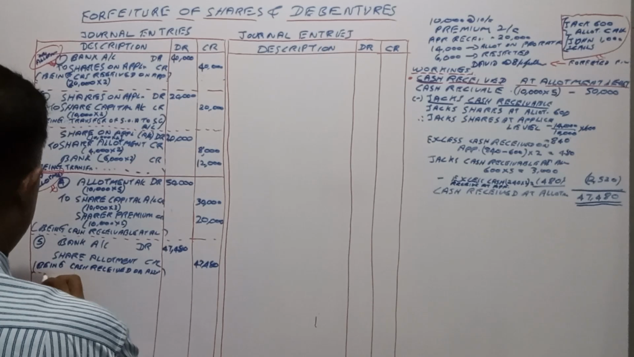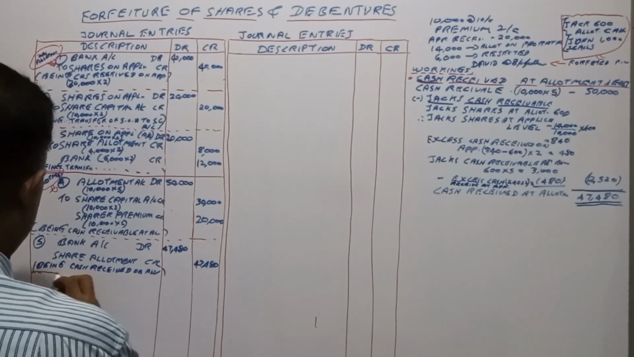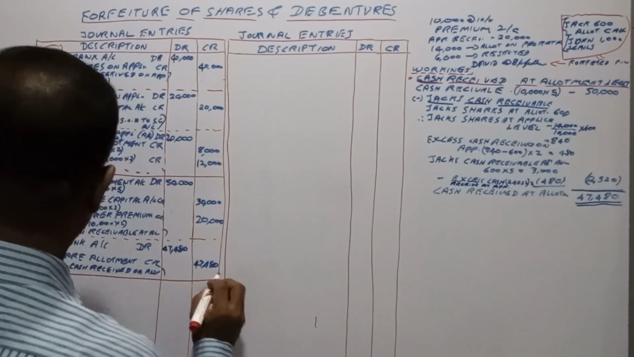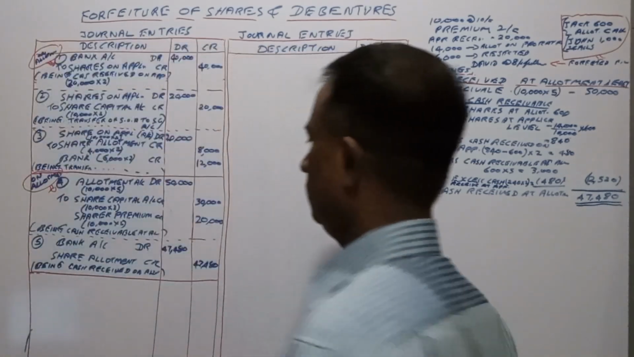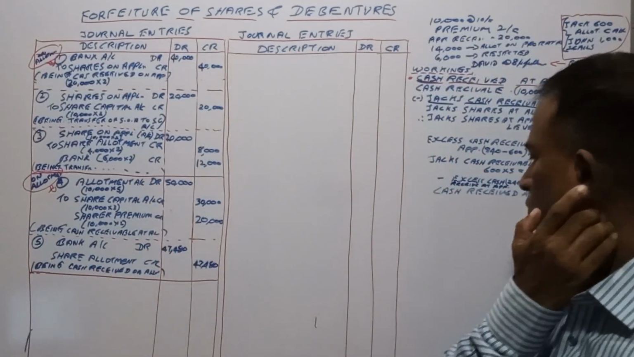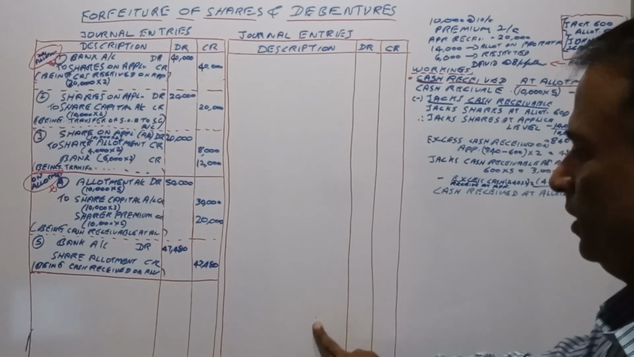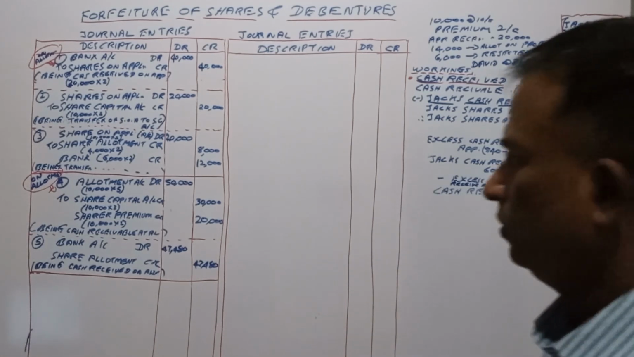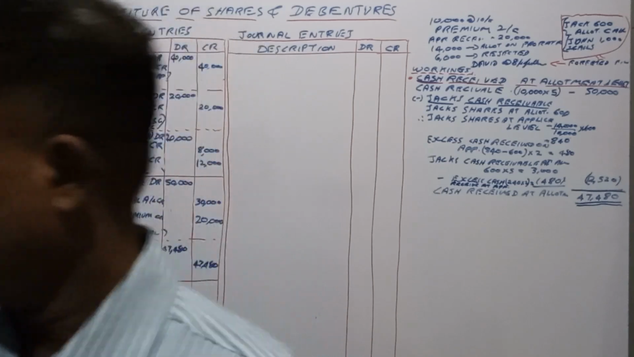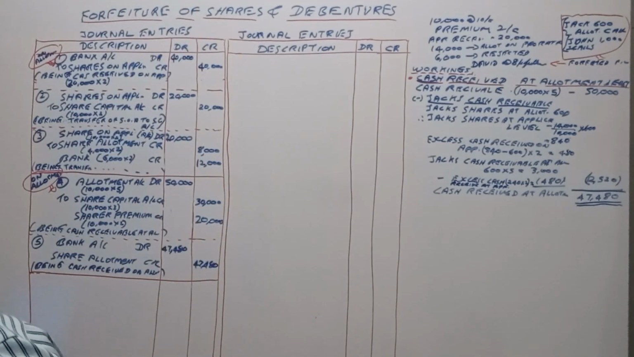Here I want, with this allotment level is over, I won't write all the narrations here. So you should know how to write the narrations. Okay. So allotment level also over, and next one, first call.